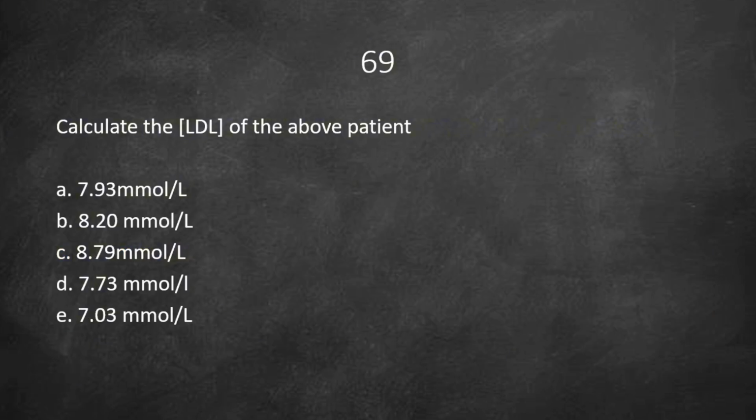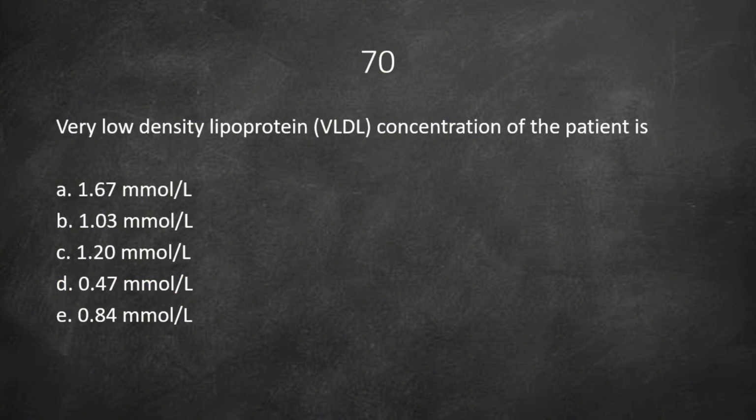Then 69 says calculate the LDL of the above patient. So to do that is the total cholesterol minus the HDL minus the VLDL. If you do that, you are going to get 7.73. Then VLDL, so very low density lipoprotein concentration of the patient. To get that, you divide the triglyceride by 2.2. So if you do that, you are going to get 0.47 millimole per liter.